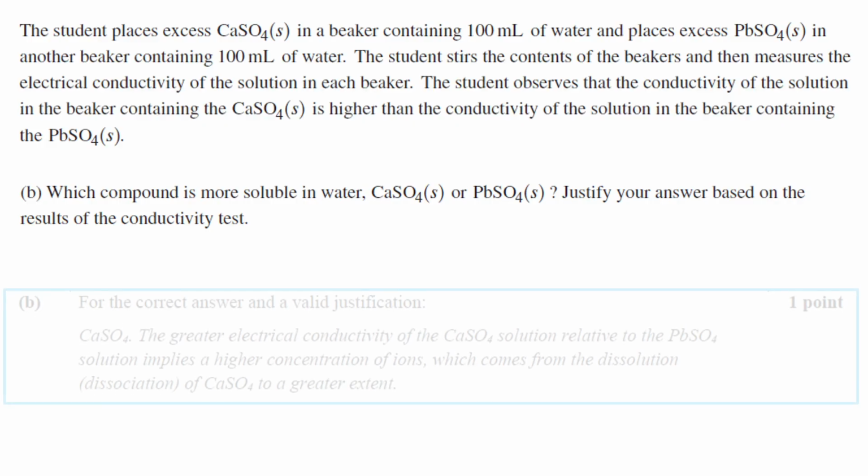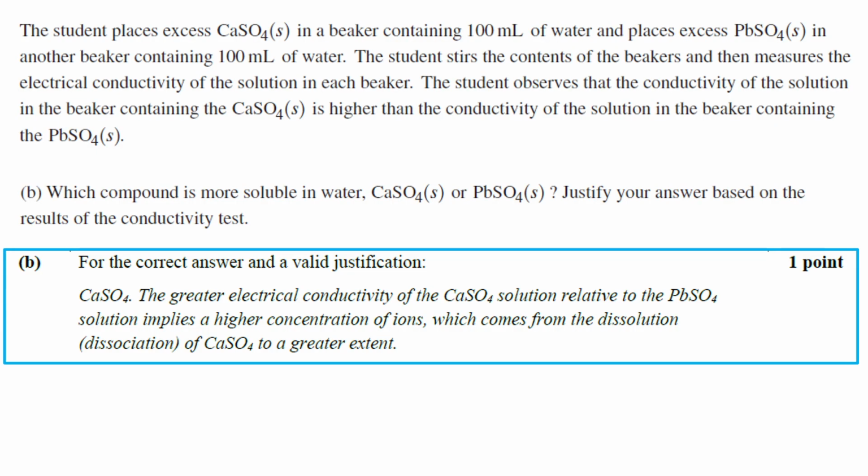All right. Hopefully you came up with something along these lines. The calcium sulfate is going to be more conductive because it is more soluble. And so if it's giving more conductivity, there are more ions dissolved. So the way they've phrased it here, calcium sulfate is the answer.